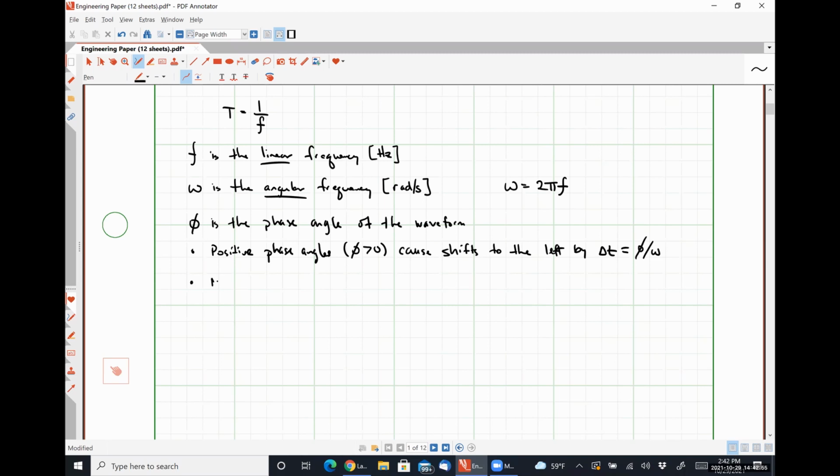So negative phase angles, where phi is less than 0, cause shifts to the right by delta t equal to phi over omega. Okay.